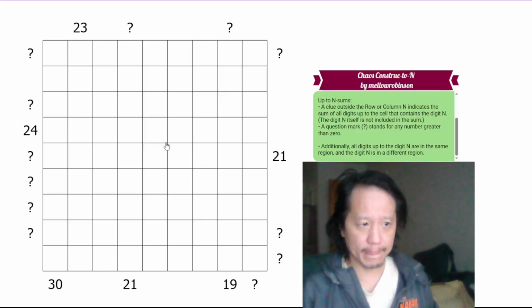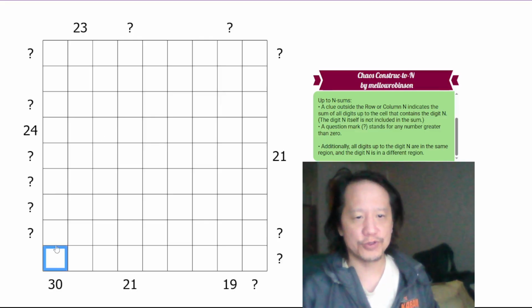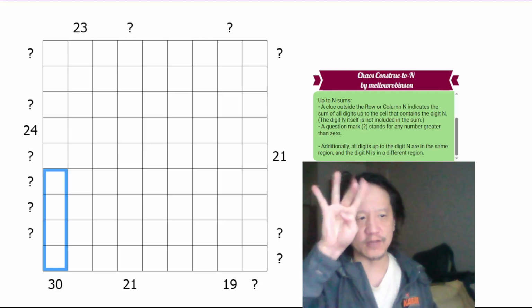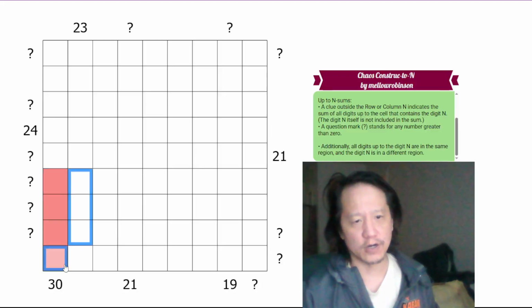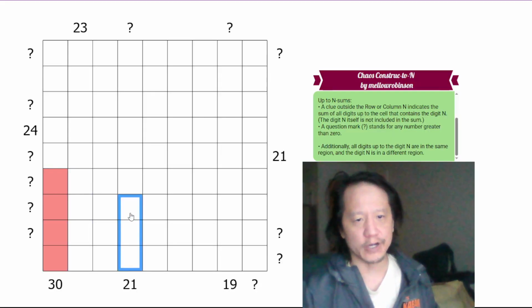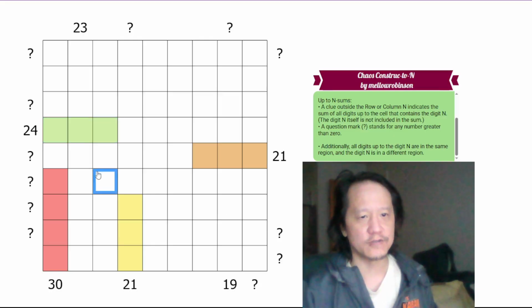To add up to 30, it requires at least 4 digits, right? 6, 7, 8, 9 is the maximum you can have. So you need at least 4 digits. They are all in the same row or column here. To add up to 21 requires 3 digits. We don't know which one, so it must be at least 3 digits here. This must be at least 3 digits here. This has to have at least 3 digits in the 24. To add up to 23 must be at least 3 digits.